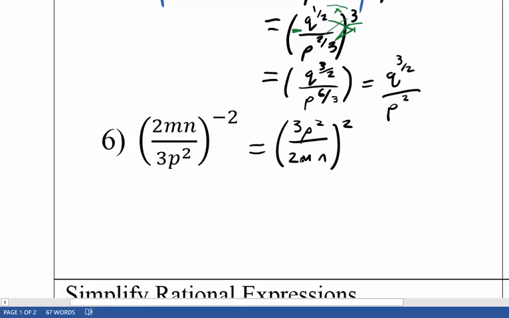Okay. Now the actual technical definition for flipping is called the reciprocal. So this is the reciprocal of this. It means it's upside down. So the reciprocal of this is this, and the reciprocal of this is this. Okay, they're just opposites of each other.